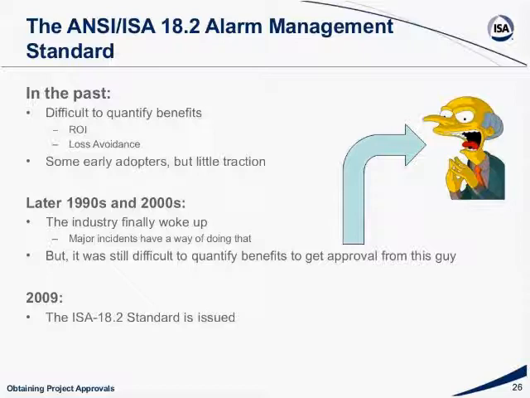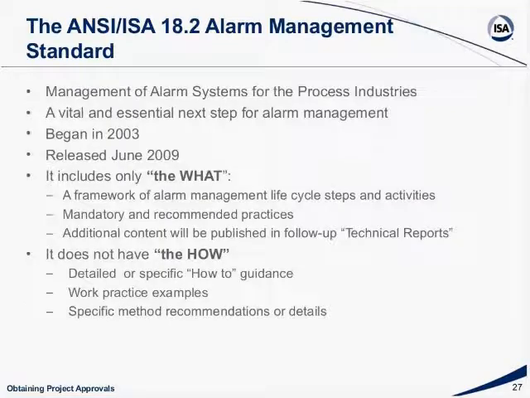In the 90s and the 2000s, there were some major incidents, and the industry started taking a more serious look at alarm management. But when it came to justification, you were still facing the same hurdles: ROI, loss avoidance, I don't believe this. Well, that changed with the ISA 18.2 standard. And this is really a big deal because now it's an industry best practice. I refer to it as a standard because it really is a standard. And believe me, our friends from OSHA and these other agencies treat it the same way. So ISA 18.2, if you don't have it, you need to get it. It's really a vital and essential next step for alarm management.